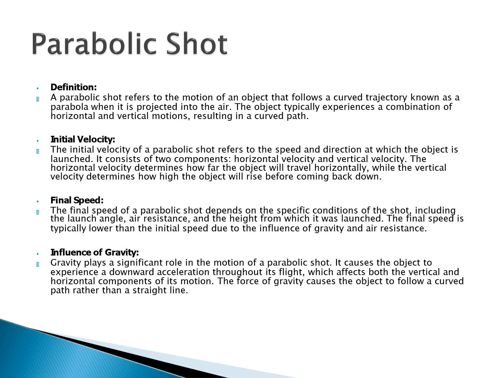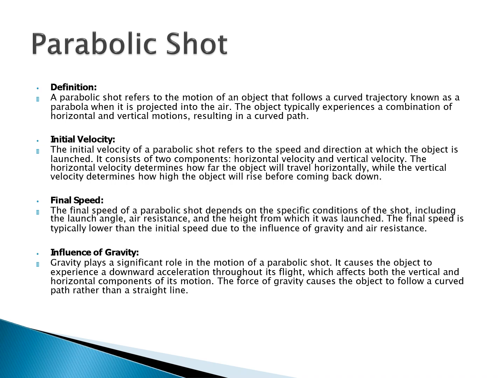Influence of gravity. Final speed. The final speed of a parabolic shot can be described using a mathematical expression, considering specific conditions for the motion, including the launch angle, free fall, and air resistance. The final speed is typically lower than the initial speed due to the influence of gravity and air resistance.